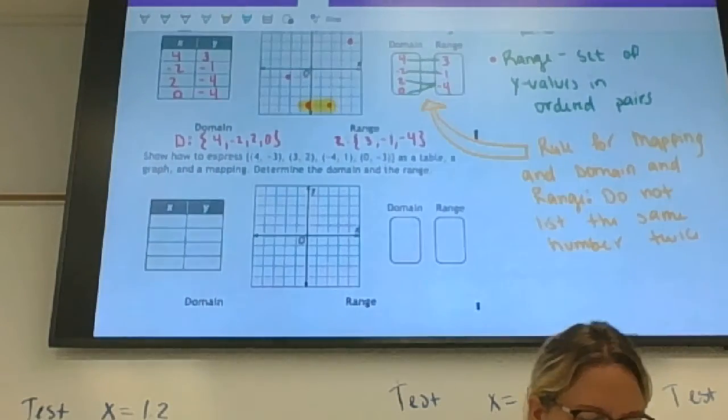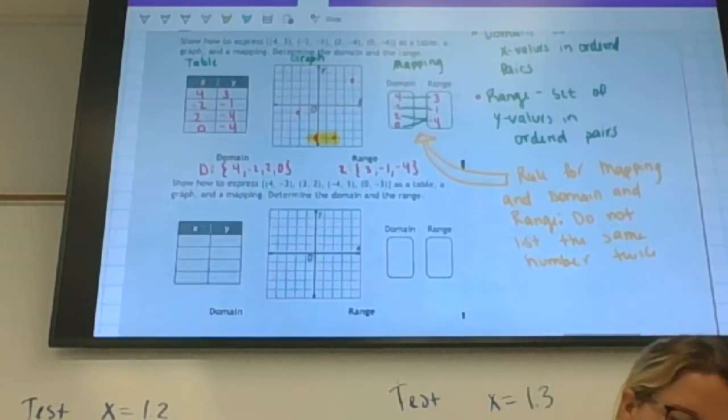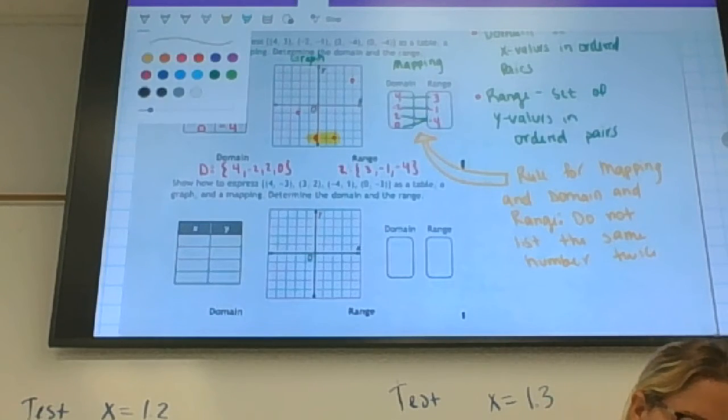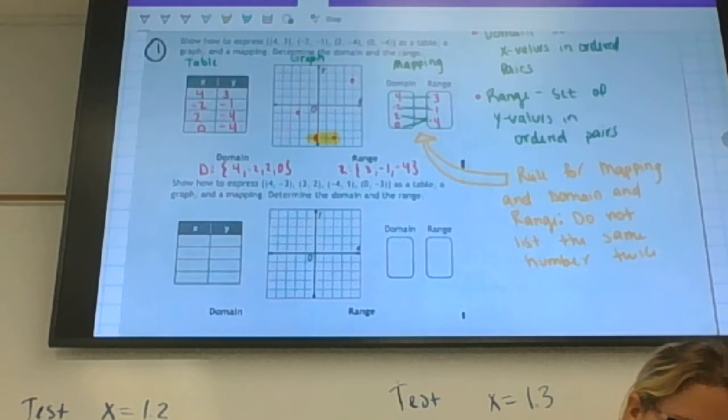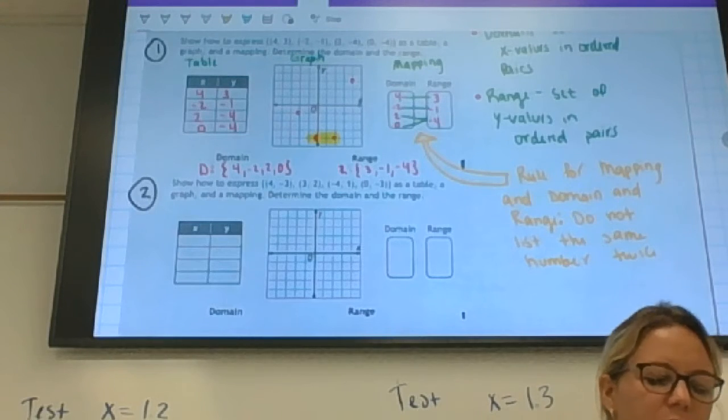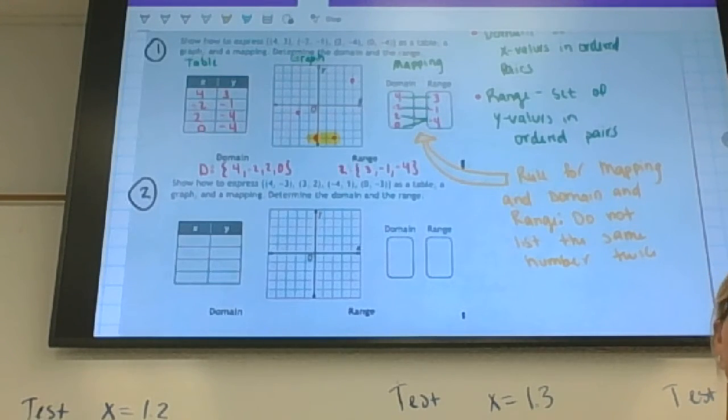Yeah, same thing, round two. I'm going to go ahead and say this is example one and this is example two. Do the table, do the graph, do the mapping, do the domain and range.